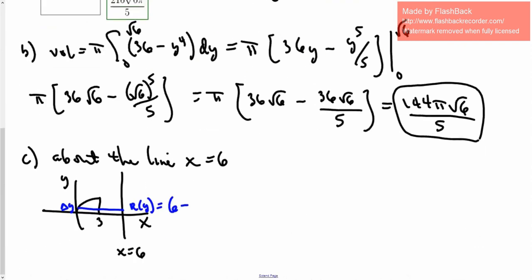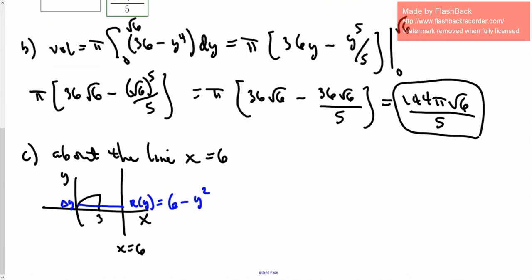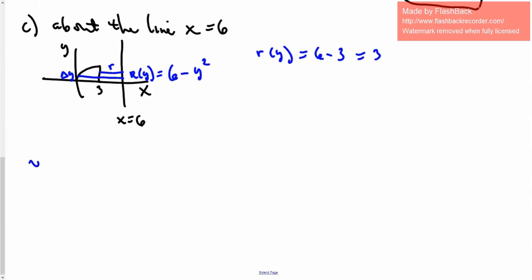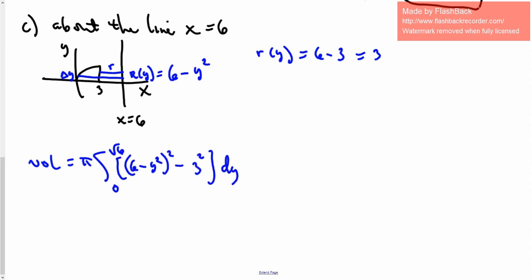y squared. And then little r right here, little r with respect to y, is just the difference between 6 and 3. So that's just 3. So we calculate this volume. This is pi times the integral, again going from 0 to the square root of 6. So it's capital R, which is that 6 minus y squared, to be squared, minus little r, which is 3, to be squared. And then we integrate.